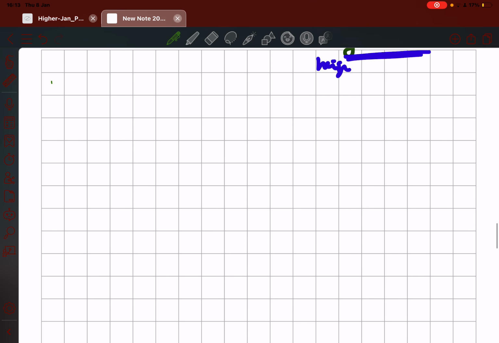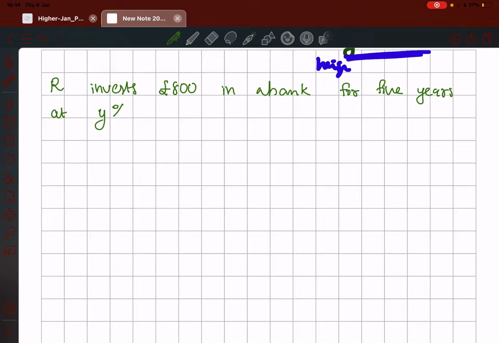Question number 4 says, R invests £800 in a bank for 5 years. So we've got the time there, 5 years. But what we do not know is the rate. So it is at y%, and we know it is compound interest.